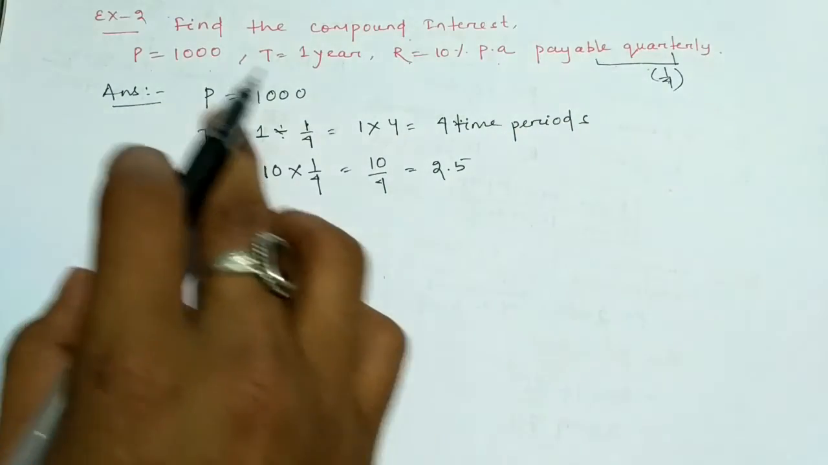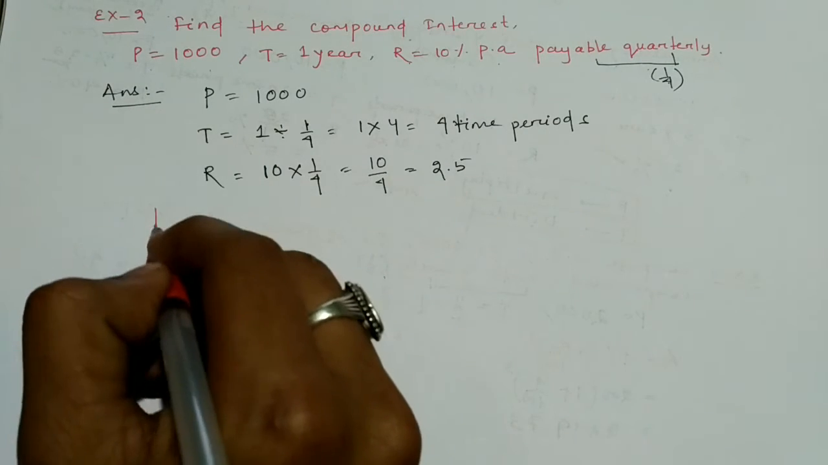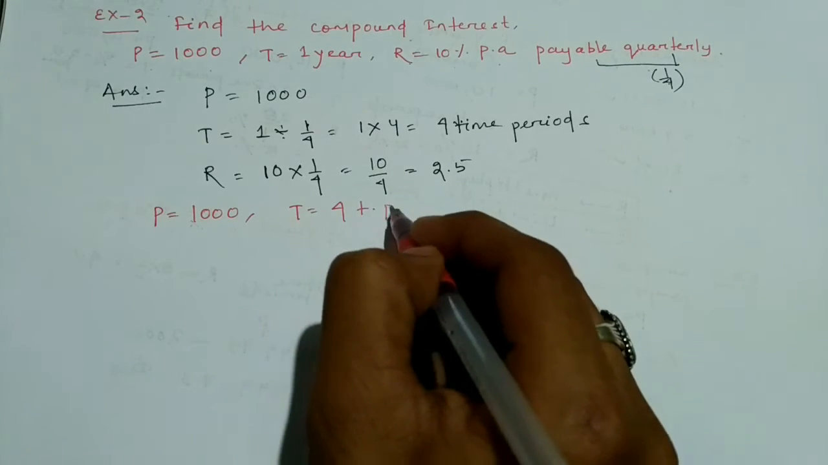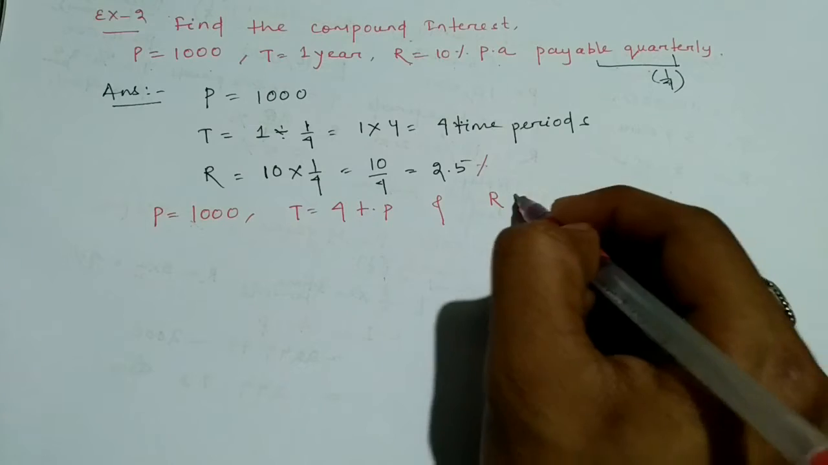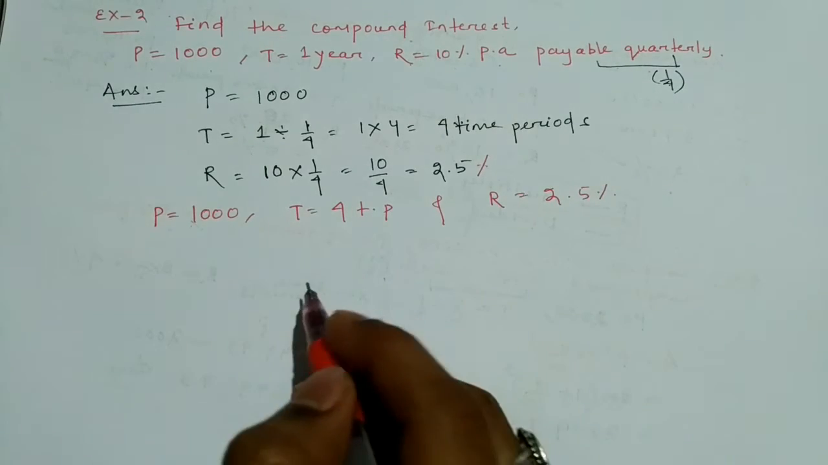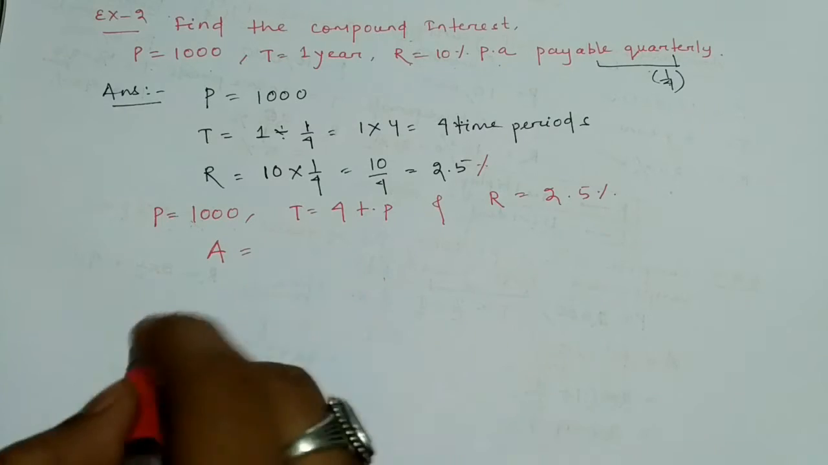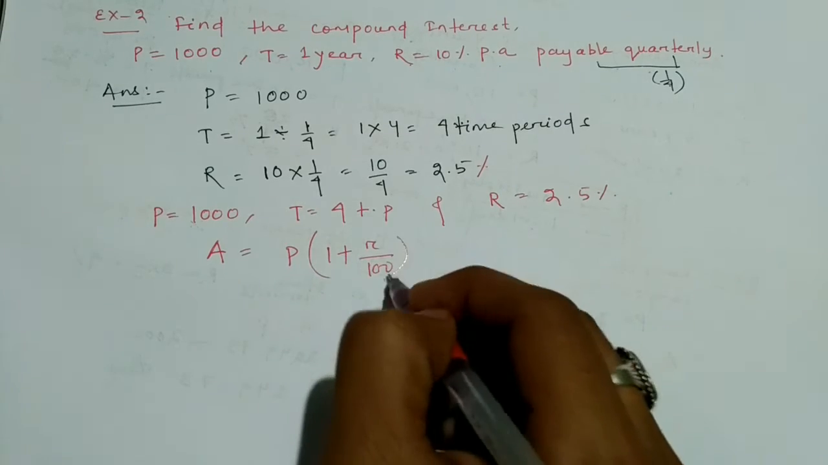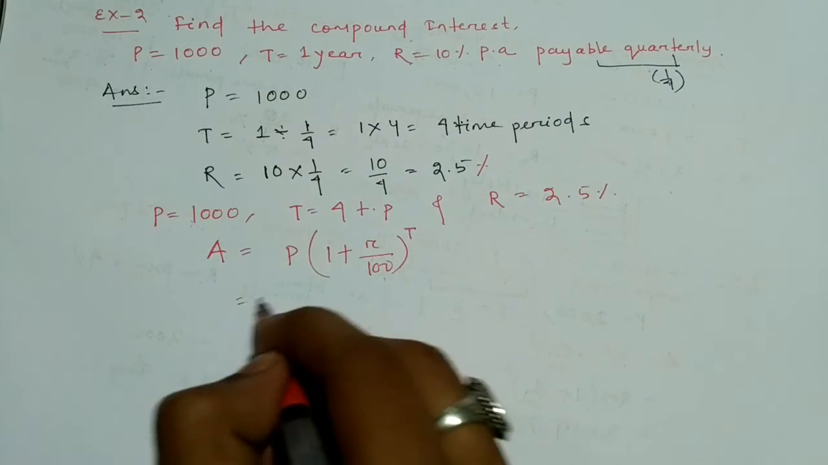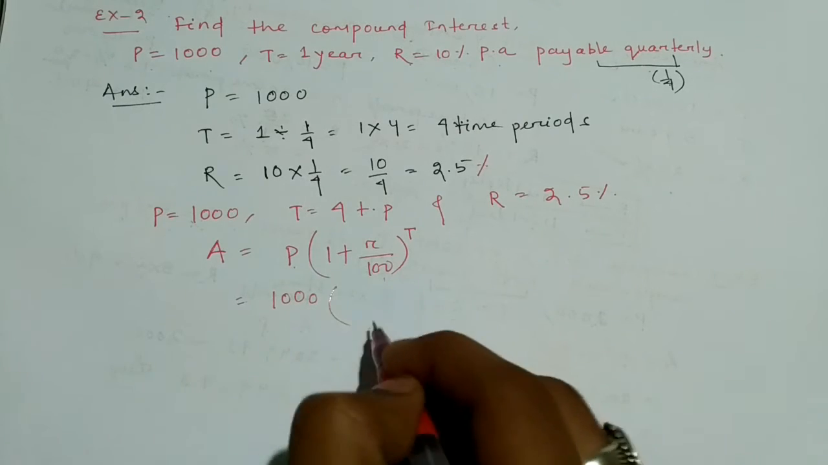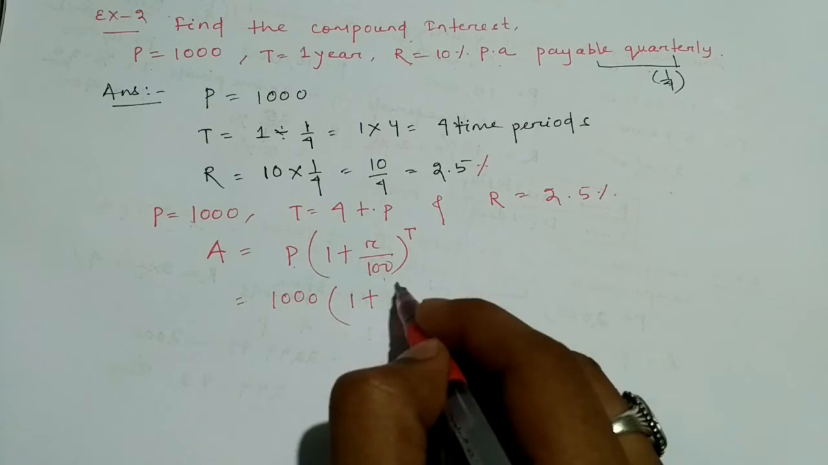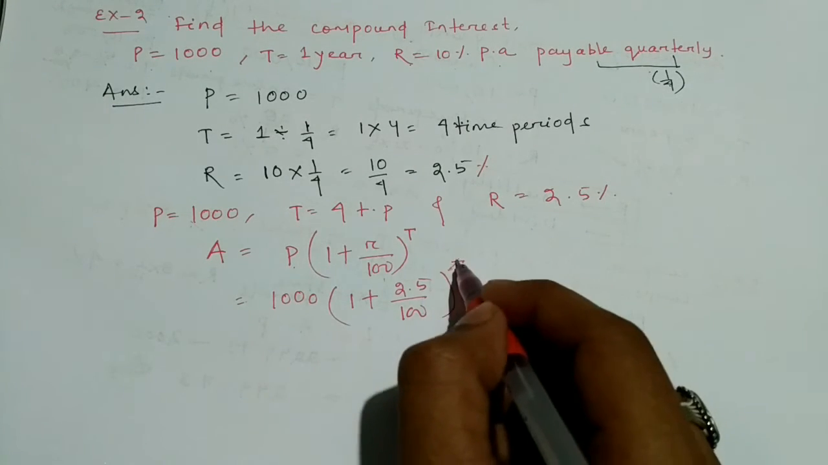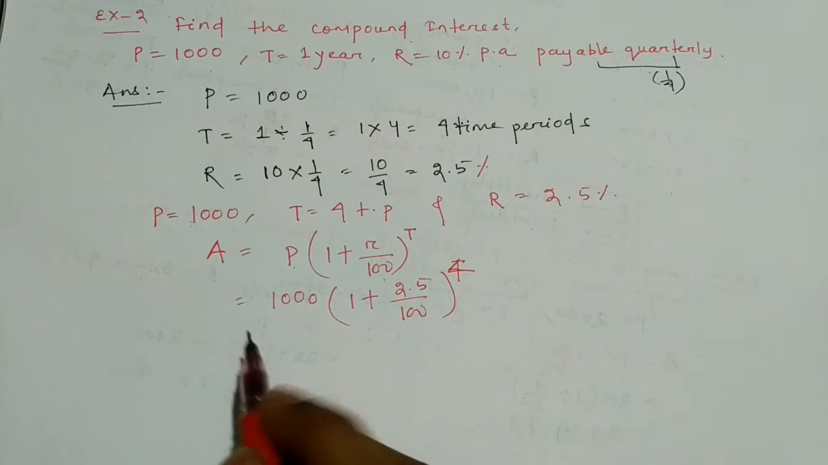Simply we got P 1000. So let me note it down. P we got 1000, T got 4 time periods, and rate of interest is 2.5%. So just put the formula. Amount will be P whole 1 plus R by 100 to the power T. So P is 1000 rupees, 1 plus R means 2.5 divided by 100, to the power T. T is 4 time periods or 4 time conversions.